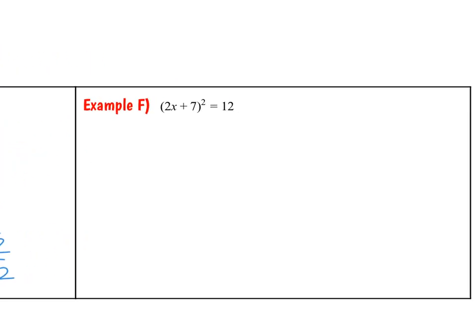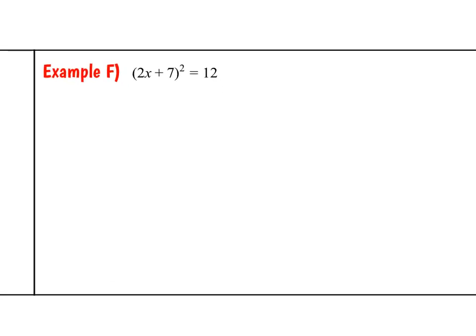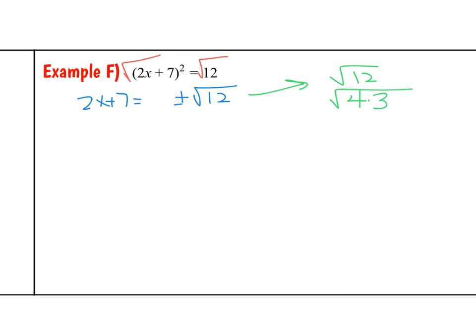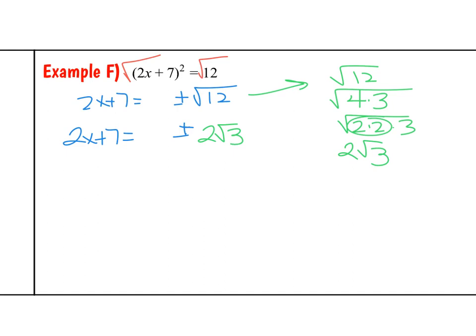Let me do one more example. We have 2x plus 7 squared equals 12. And so the squared value is already isolated. So what we're going to do is square root both sides. So we get 2x plus 7 equals plus or minus the square root of 12. Now we need to simplify square root of 12. So square root of 12 is 4 times 3, or breaks down to 2 times 2 times 3, or 2 square root of 3. So now we have 2x plus 7, and then plus or minus the 2 root 3, because we simplified the 12.